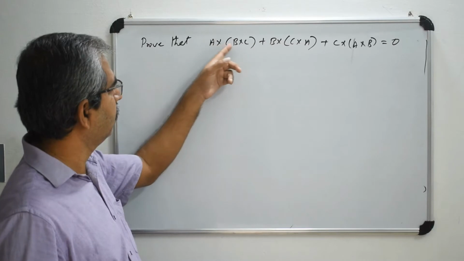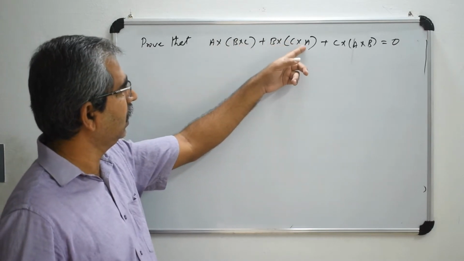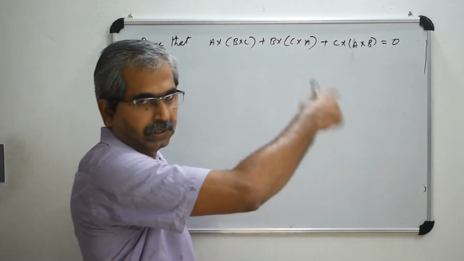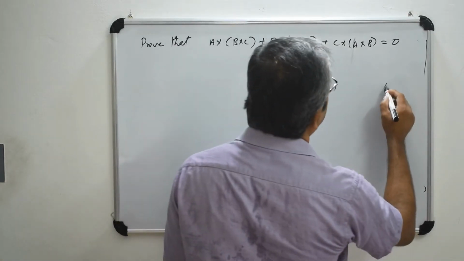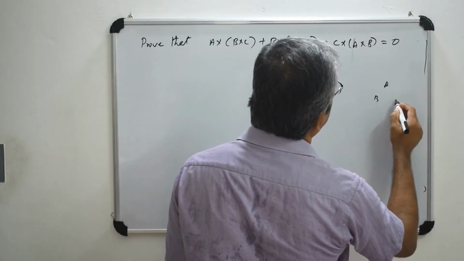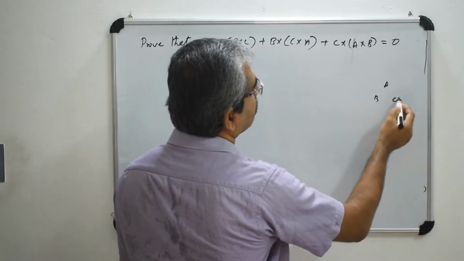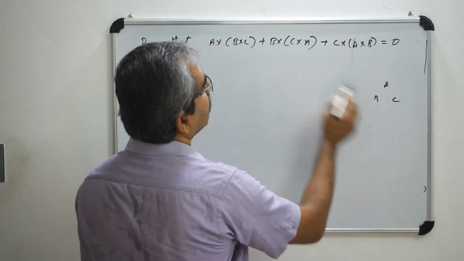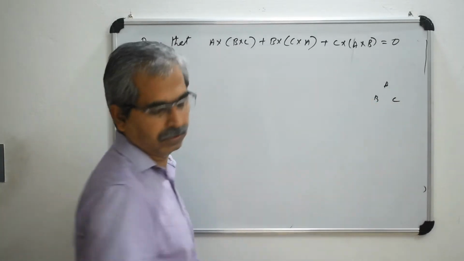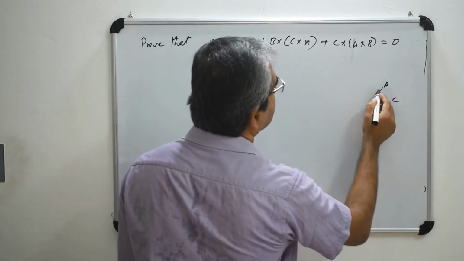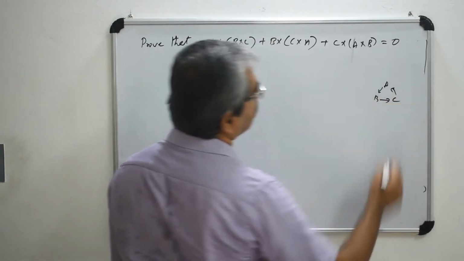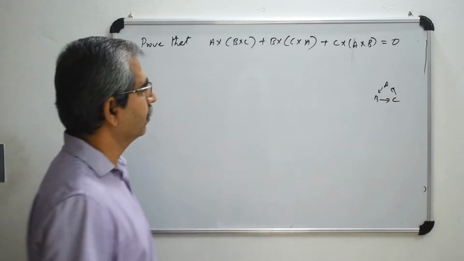See, you have A, B, C, then B, C, A, C, A, B. That is cyclic, isn't it? A, B, C. A, B, C. Okay. So A cross B cross C, B cross C cross A, then C cross A cross B. Okay. So this will be the direction. Okay, that will be cyclic.